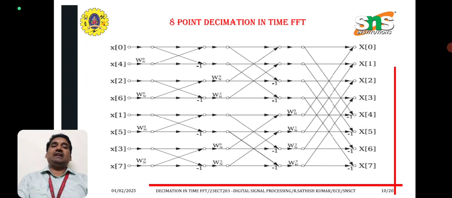8-point decimation in time FFT is nothing but: first we calculate the 2-point FFT, and then from the results of 2-point FFT we calculate the 4-point DFT, and from the results of 4-point DFT we calculate the 8-point DFT. The input must be in bit reversal order, output must be in normal order. This is the butterfly structure of decimation in time fast Fourier transform.